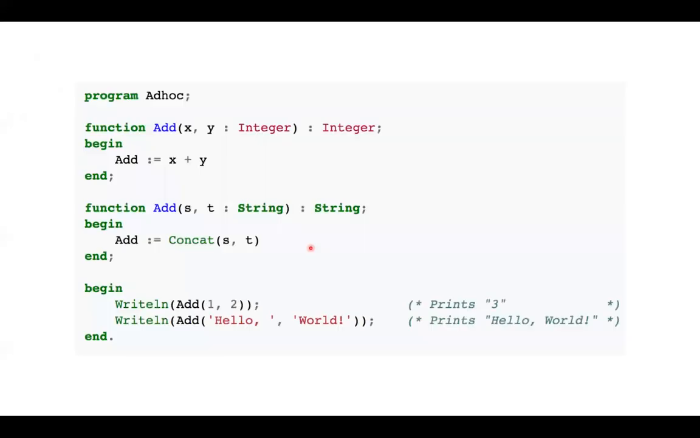By the way, here's an example of overloading. So you have some add function, and you can give it integers. This is from a Pascal variant language, but you have an add function which accepts integers. Here you have an add function which accepts strings. This one returns an integer. This one returns a string. So this would be an example of an overloaded function. This is not parametric polymorphism.